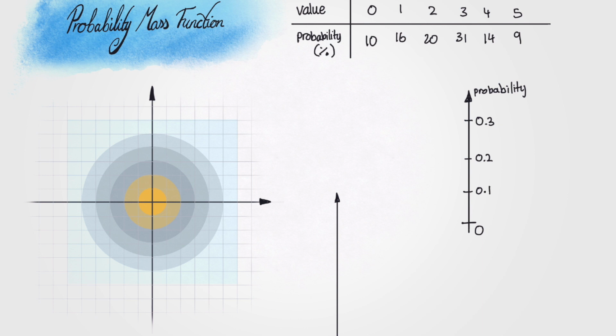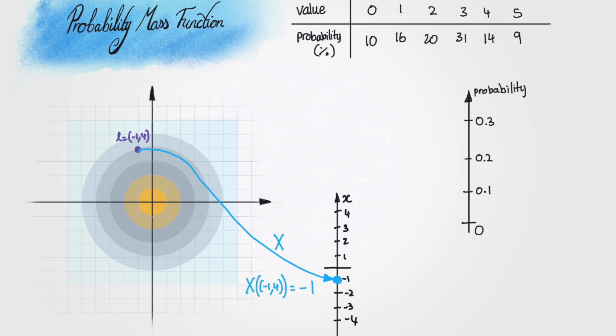For example, let's choose a random point. You can see that this point is just the point -1, 4. Let's label the axis of the output of the random variable. As you can see, the x-coordinate of this position is just -1, so let's go ahead and map that directly. We say that the random variable in charge of this mapping is the random variable x. So therefore, x of -1, 4 is just -1, since the x-coordinate of -1, 4 is just -1.